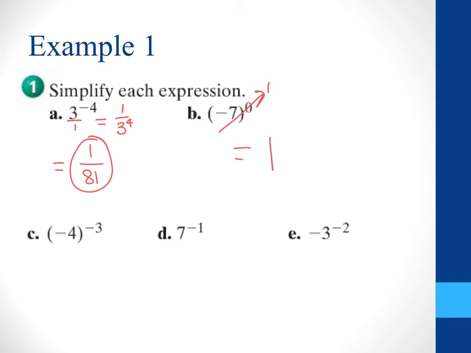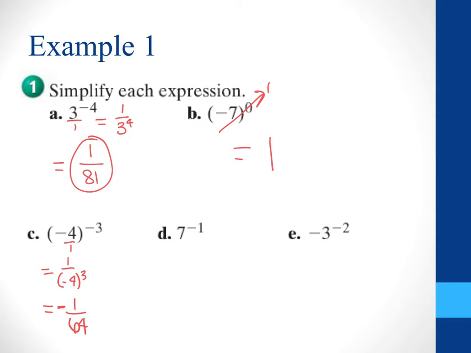Part C, I have negative 4 raised to the negative 3rd power. Remember, that's really over 1. So that tells me that I need to get that power out of the numerator and into the denominator. So that really turns into 1 divided by negative 4 to the 3rd power, so negative 4 to the positive 3rd power. And when I simplify, 1 divided by negative 4 to the 3rd power is actually going to give me negative 64. So I'll keep the 64 down there, and I'm going to bring the negative outside.